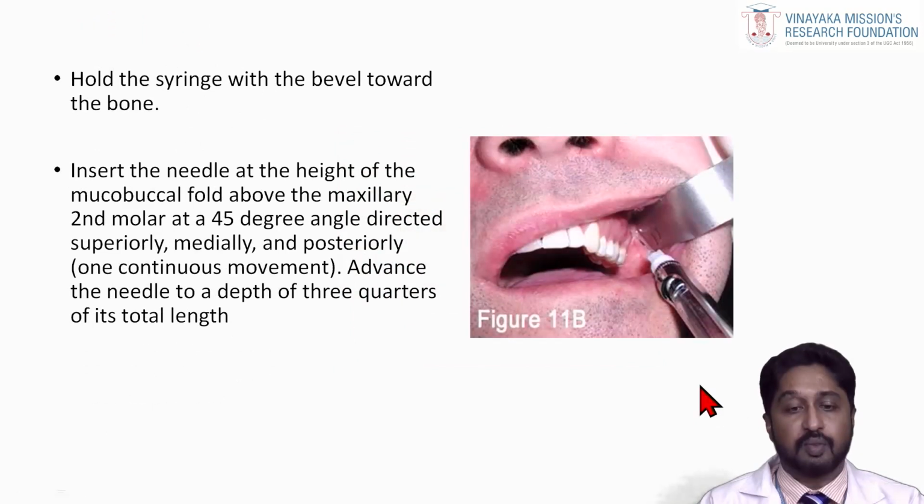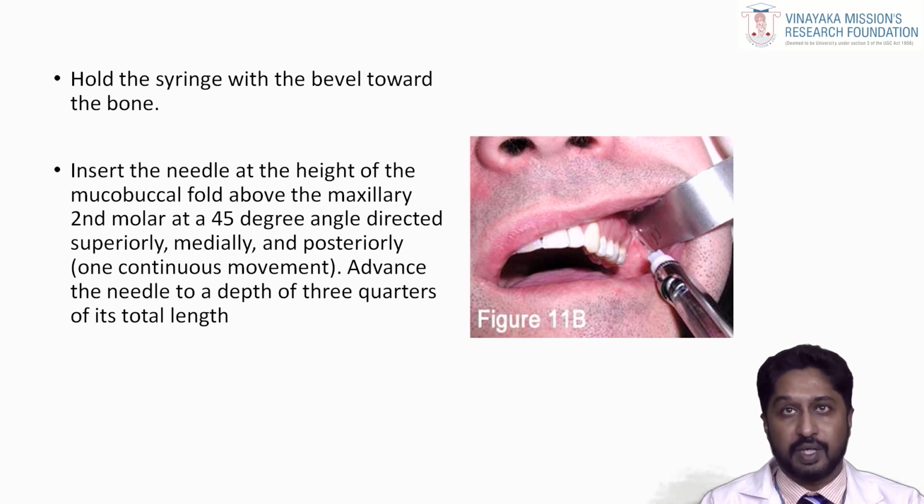Hold the syringe with the bevel towards the bone. So you know where the bevel is, and the bevel should be facing towards the bone. Insert the needle at the height of the mucobuccal fold above the maxillary second molar at a 45 degree angle, directed superiorly, medially and posteriorly.